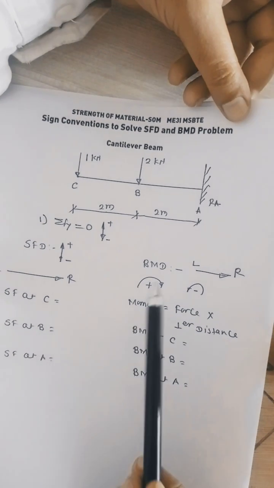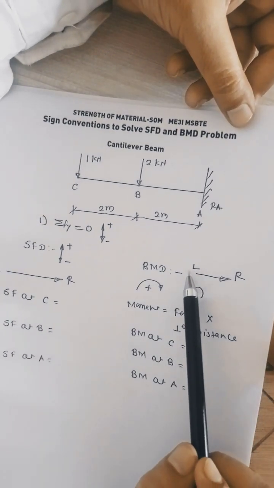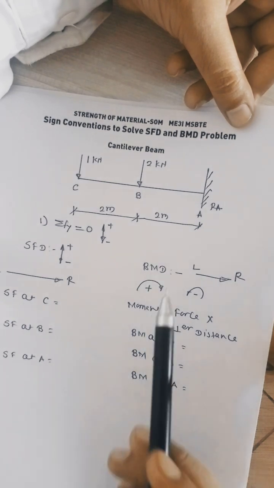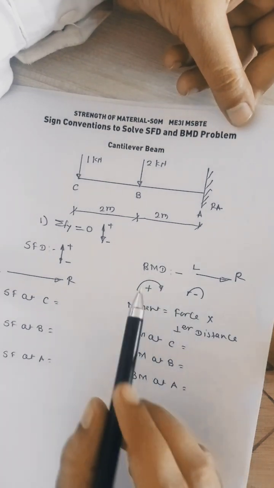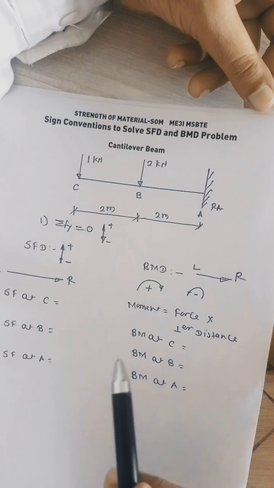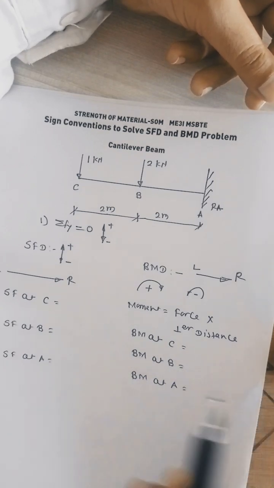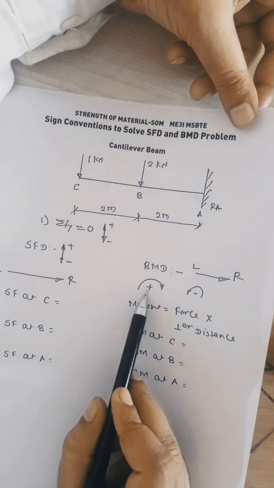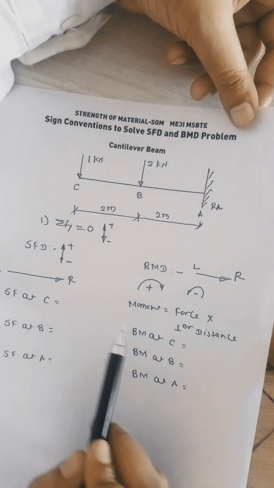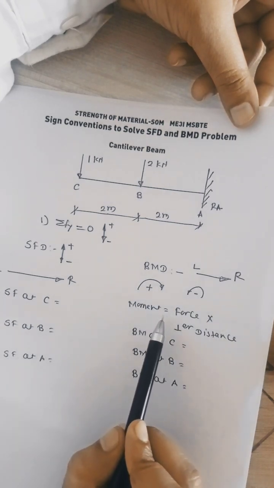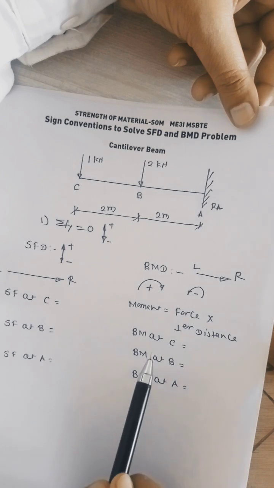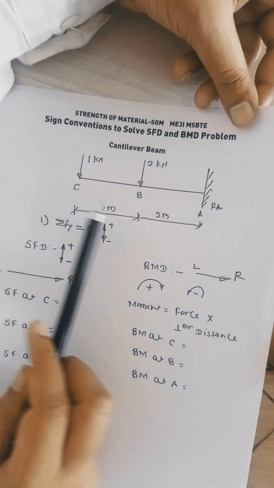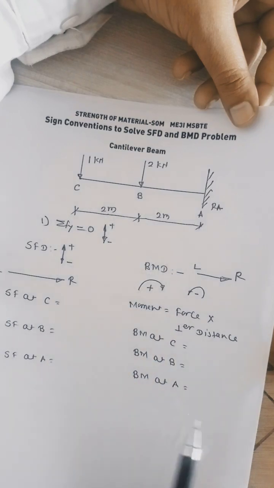In BMD, we also have to move from left to right. Moving from left to right does not change. Clockwise will be positive and anti-clockwise will be negative. The definition of moment is force into perpendicular distance. So look at left to right: BM at C, BM at B and BM at A.